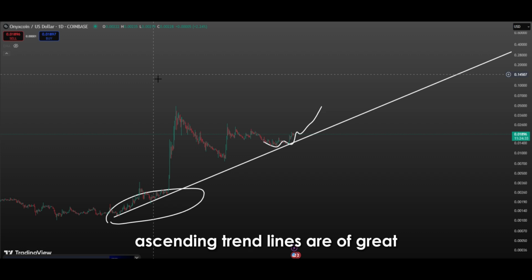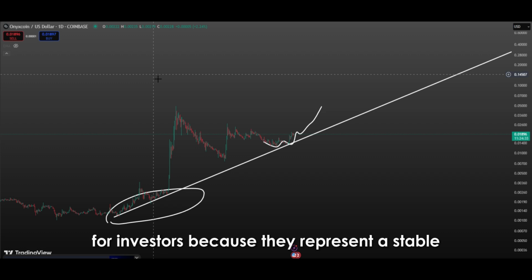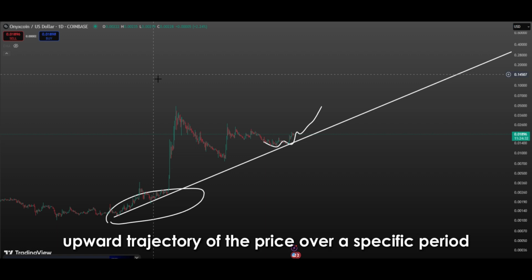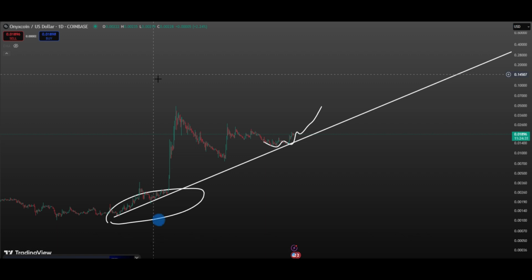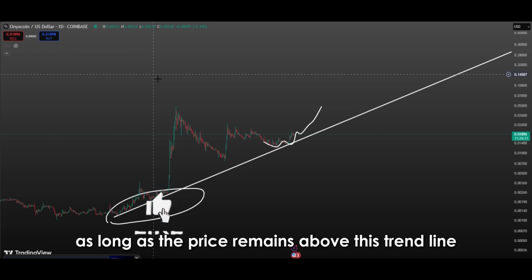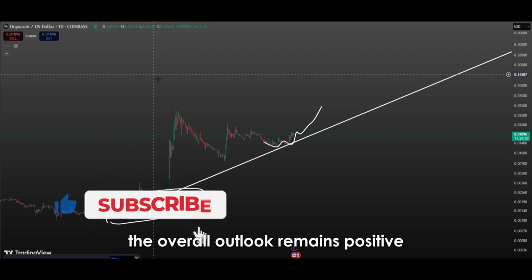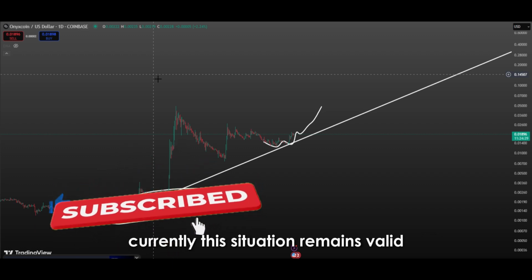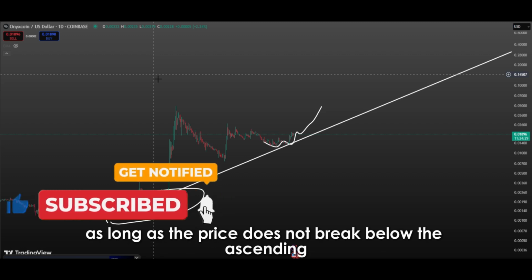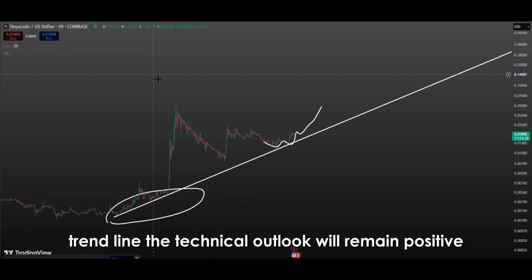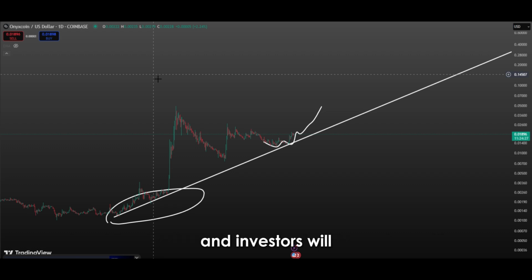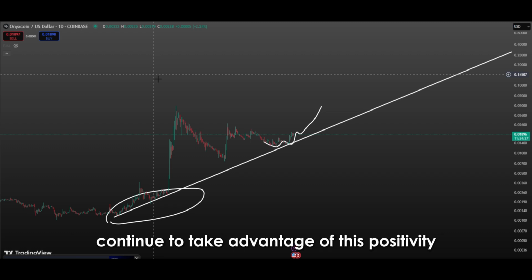Ascending trend lines are of great importance in technical analysis for investors because they represent a stable upward trajectory of the price over a specific period. As long as the price remains above this trend line, the overall outlook remains positive. Currently, this situation remains valid. As long as the price does not break below the ascending trend line, the technical outlook will remain positive, and investors will continue to take advantage of this positivity.